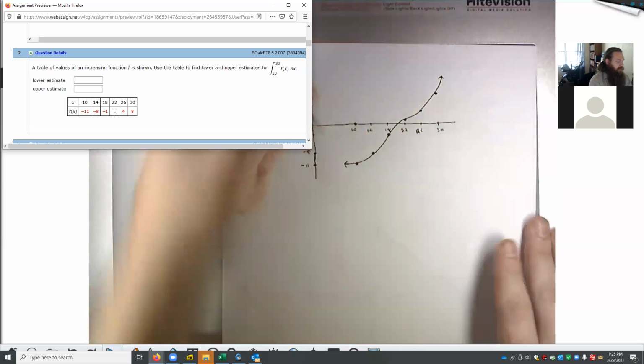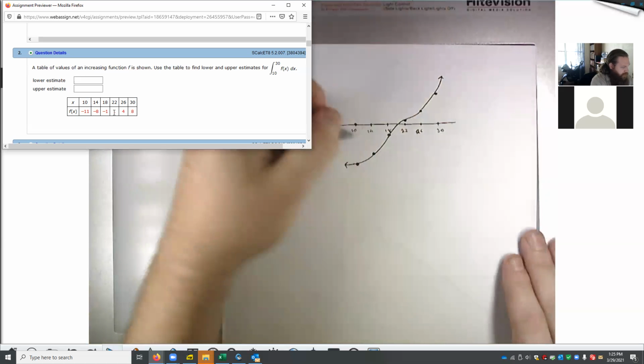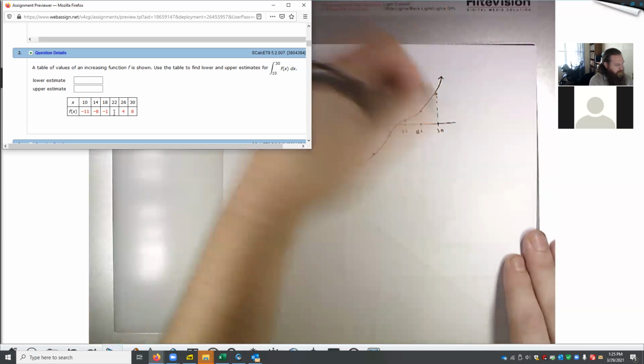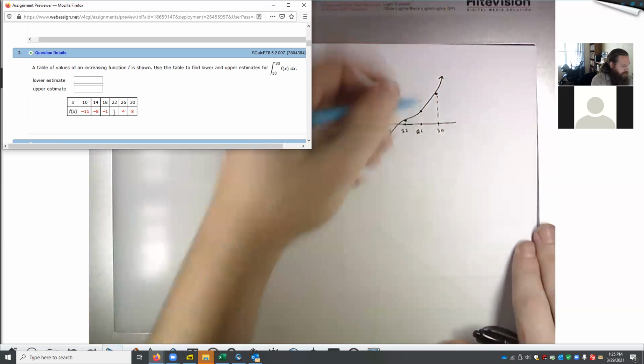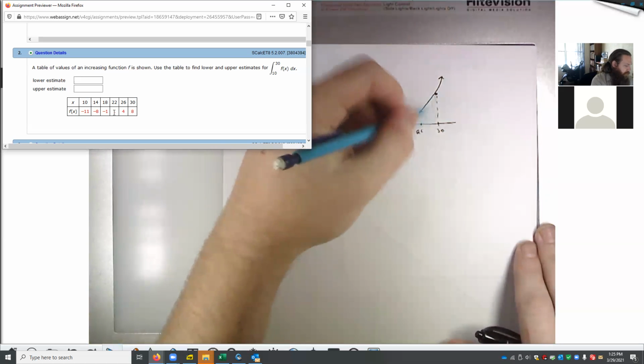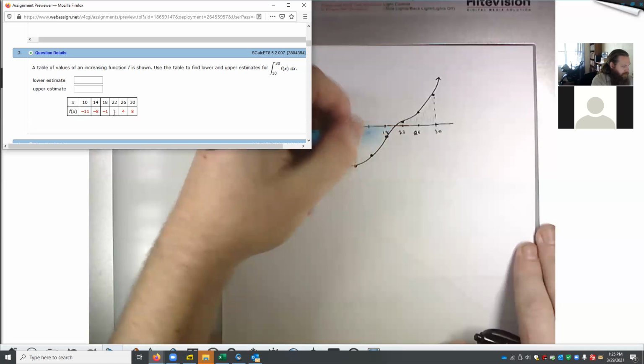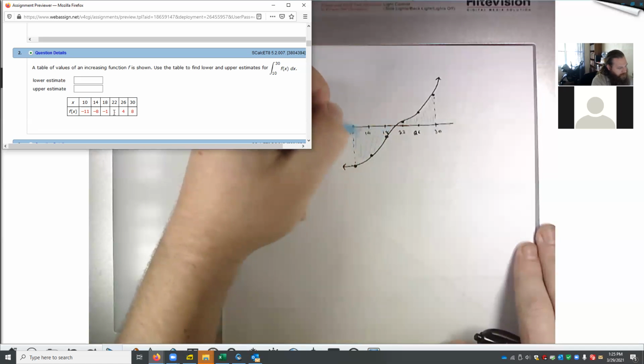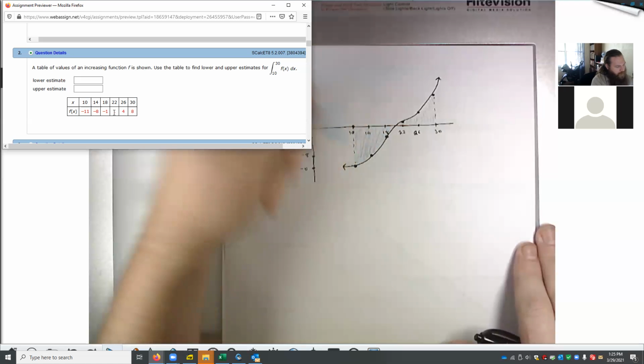And what they want is an estimate of the integral. Now, the exact integral would be this exact area. And we don't have enough information to find it because they haven't given me a formula for the function. But we can use the rectangles and Riemann sums to try and approximate. So that's what we'll do.